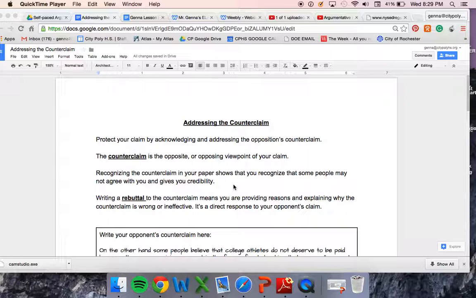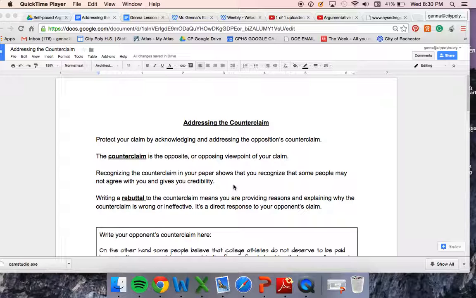By addressing a counterclaim, you show your opposition that, no, I know your points. I've studied them, I've made sense of them, and I stand on this side for a reason. I'm making this claim even though I know your points, right? So it shows that you're a thoughtful person and that you're a reasonable person.